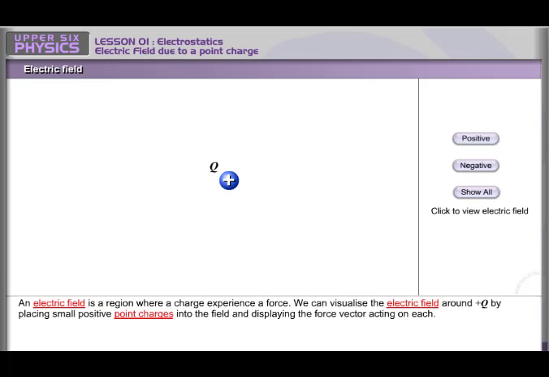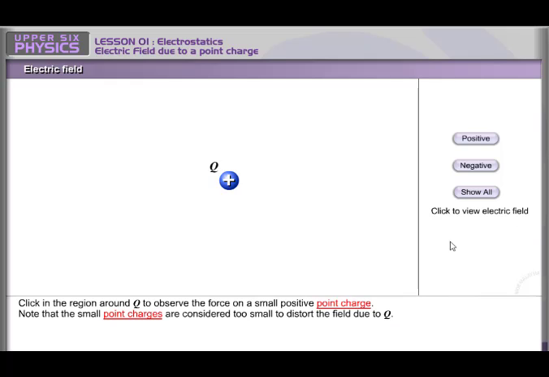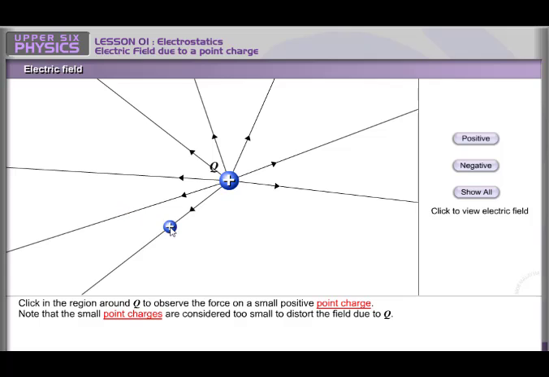An electric field is a region where a charge experiences a force. We can visualize the electric field around positive Q by placing small positive point charges into the field and displaying the force vector acting on each. Click on the region around Q to observe the force on a small positive point charge. Note that the small point charges are considered too small to distort the field due to Q.